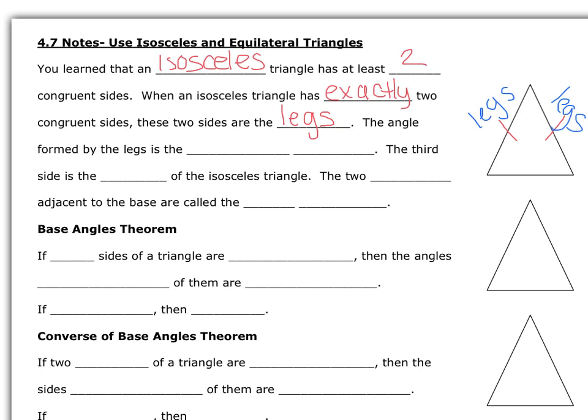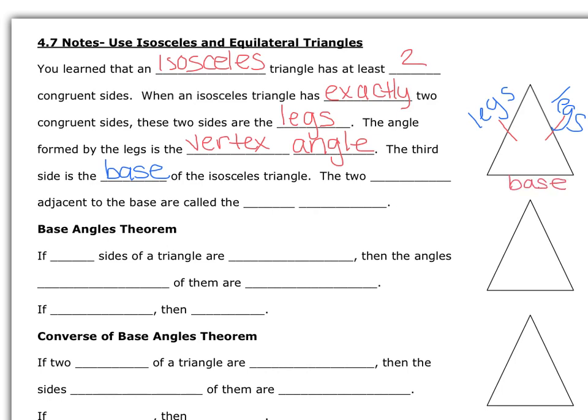Next, the angle that is formed by the two legs. If you look at these legs, they form an angle right here, and this is referred to as the vertex angle. The third side that we haven't talked about yet is the base of the isosceles triangle. So this side is the base.